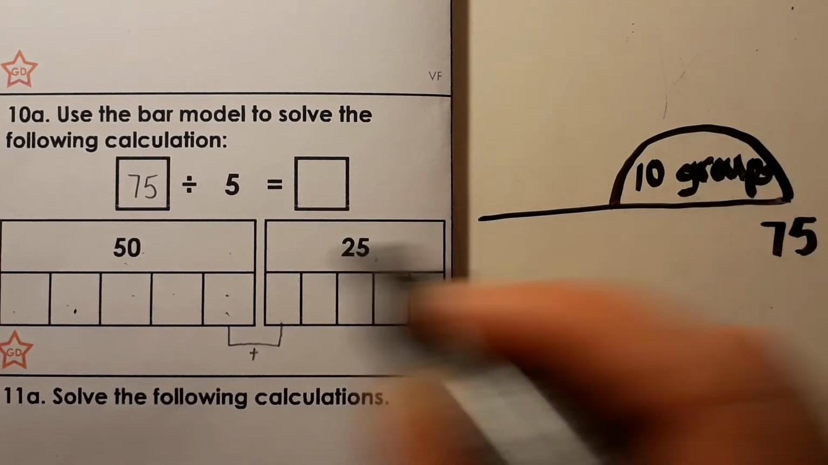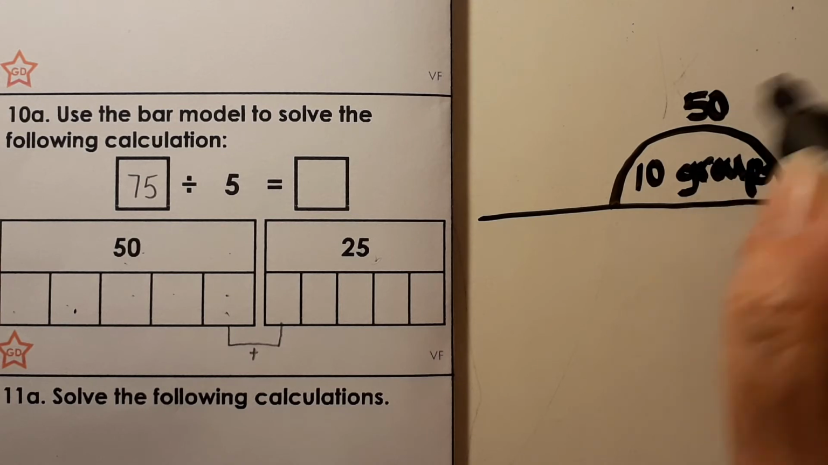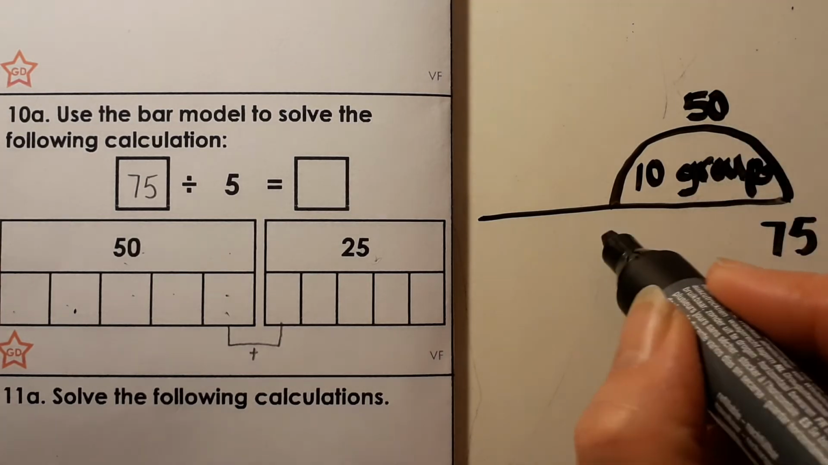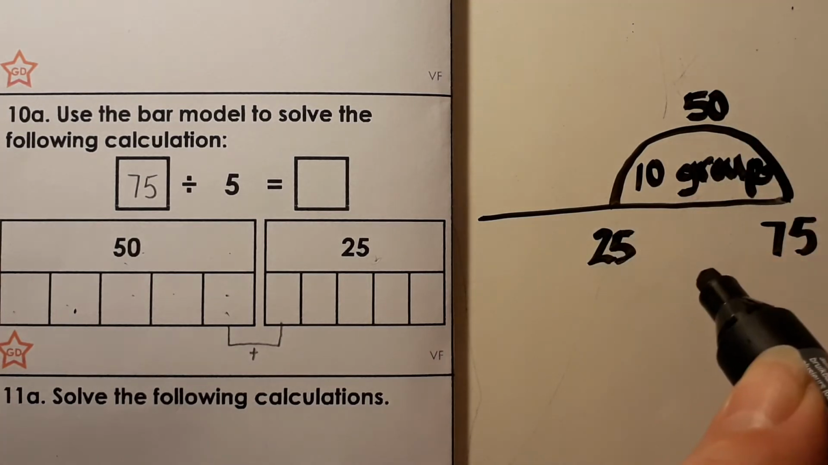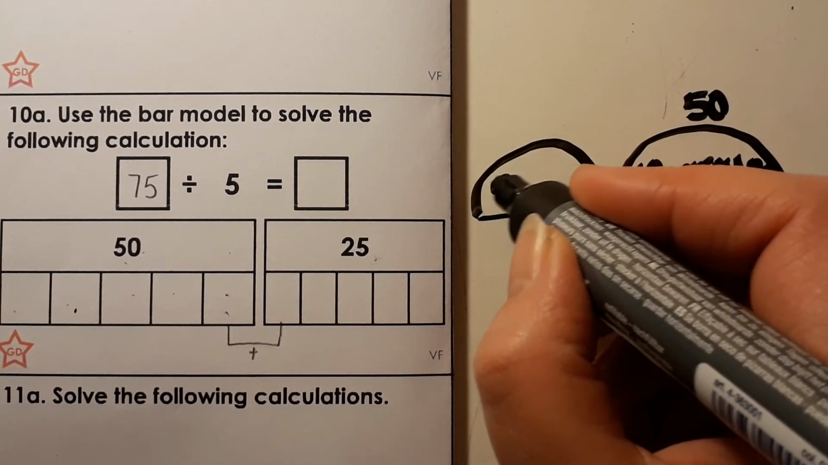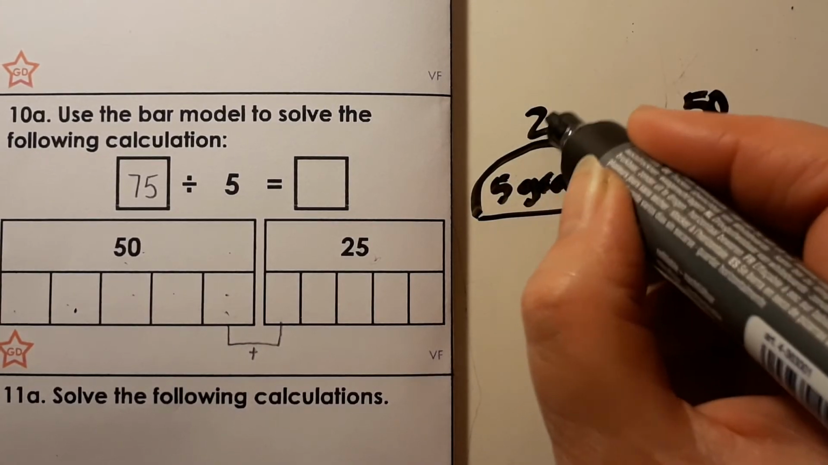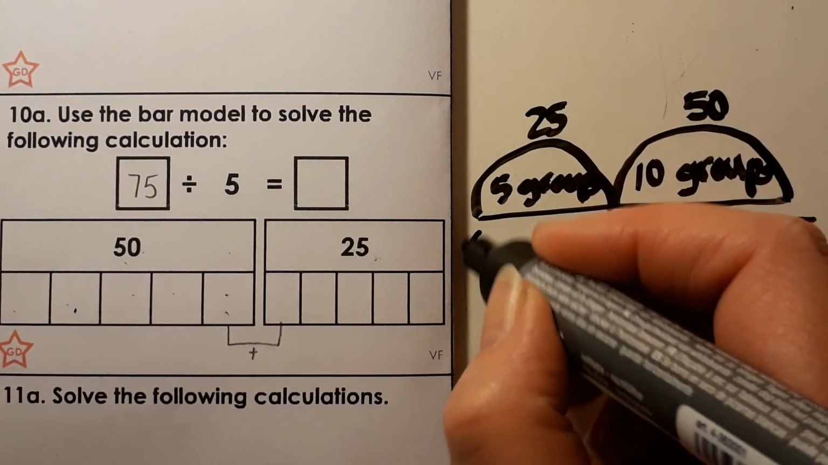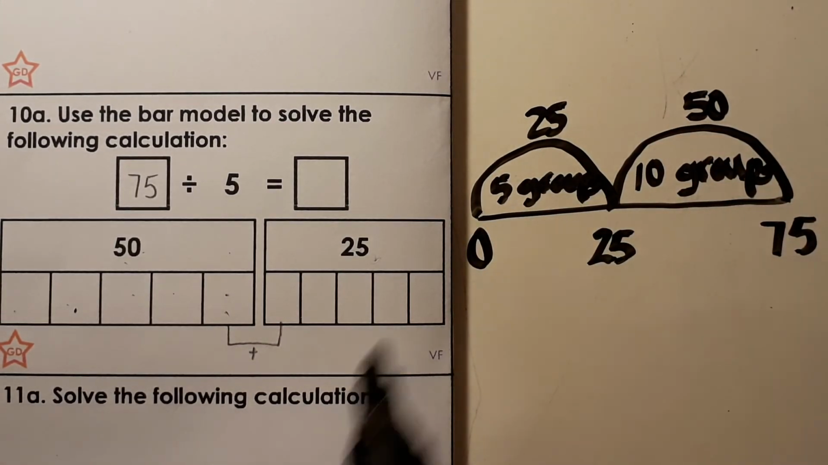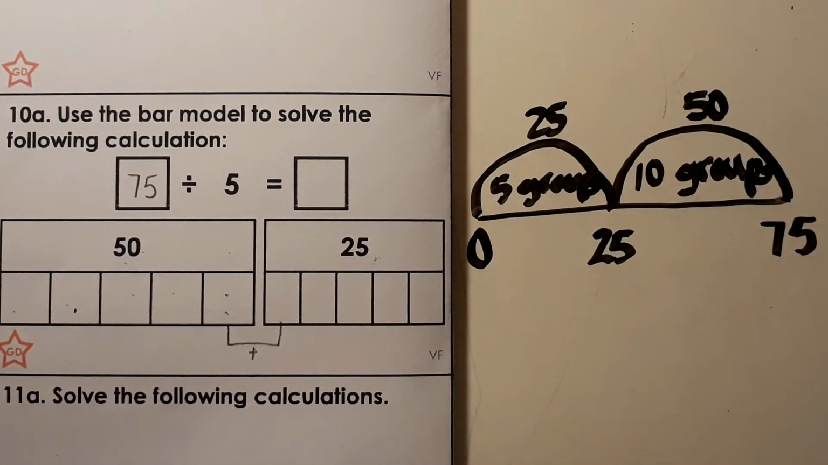So 10 groups we're dividing by 5 is worth 50, because 10 groups of 5 would leave me with 25. And then if I subtracted another 5 groups, that would be worth 25, and that will get me to 0, so there's no remainder. So how many groups have I subtracted? I think when you see it in both ways, you'll be able to see how the bar model works as well.